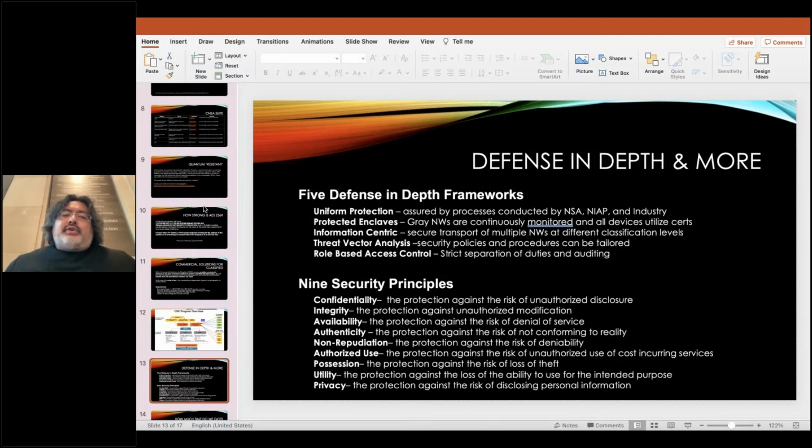It also uses all 9 security principles that the NSA uses as part of their security engineering process. Most people have heard of the CIA triad, the security triad, but there's actually 6 more security principles. So there's authenticity, non-repudiation, authorized use, possession, utility, and privacy. And all of these principles are baked into the design and architecture of Commercial Solutions for Classified.